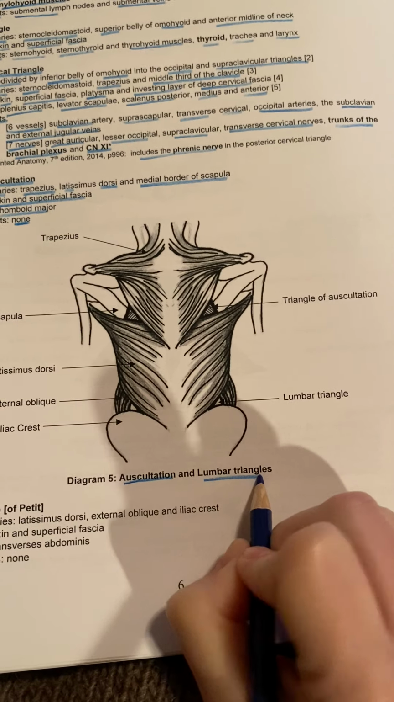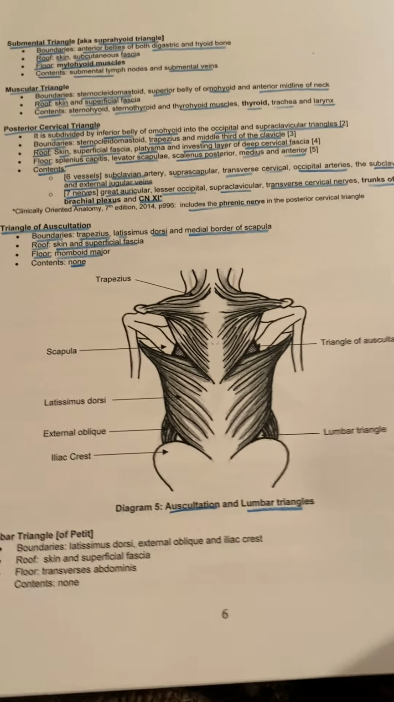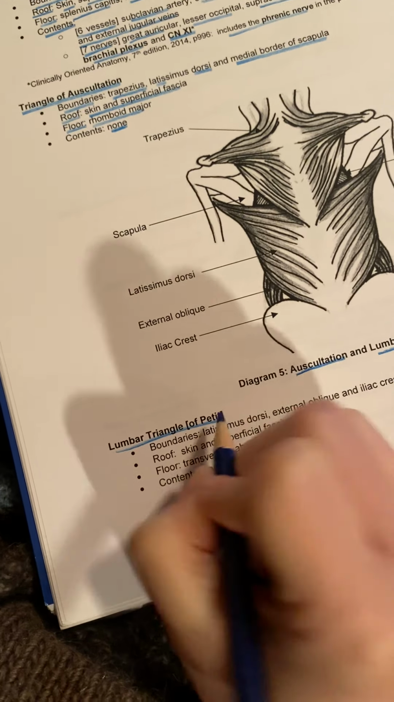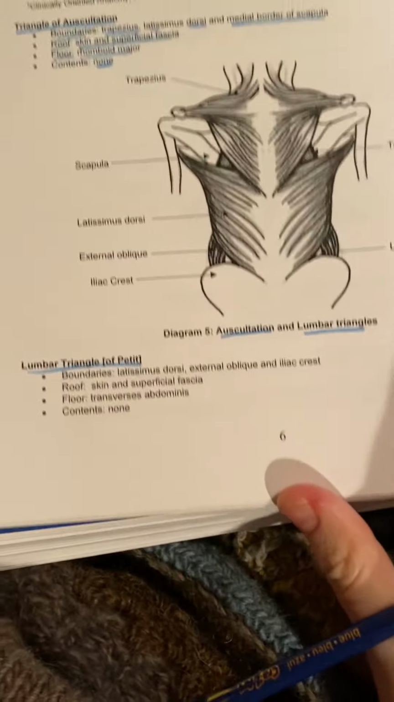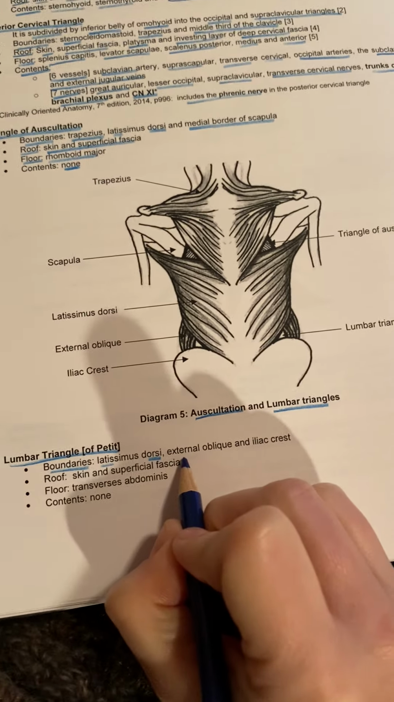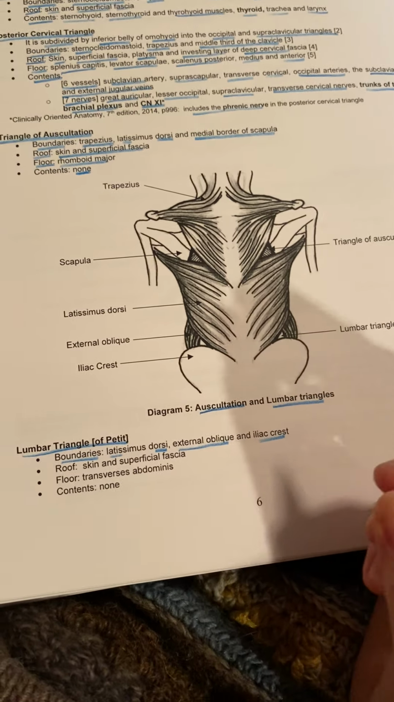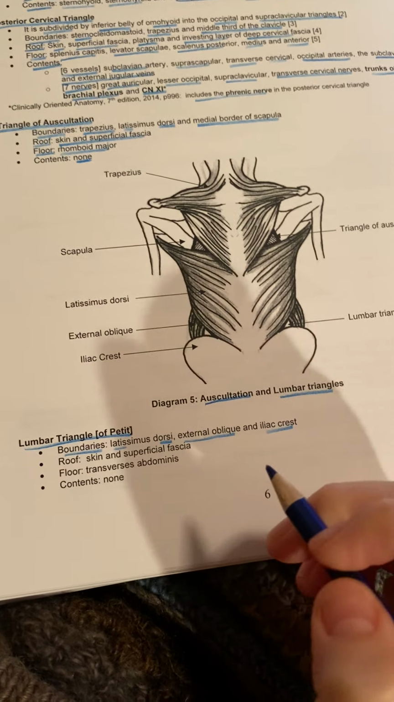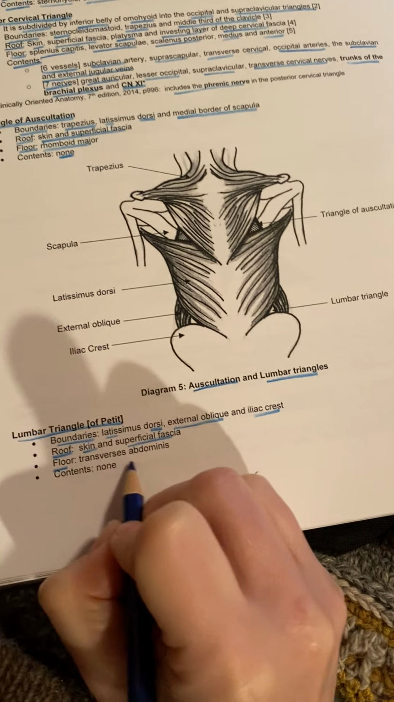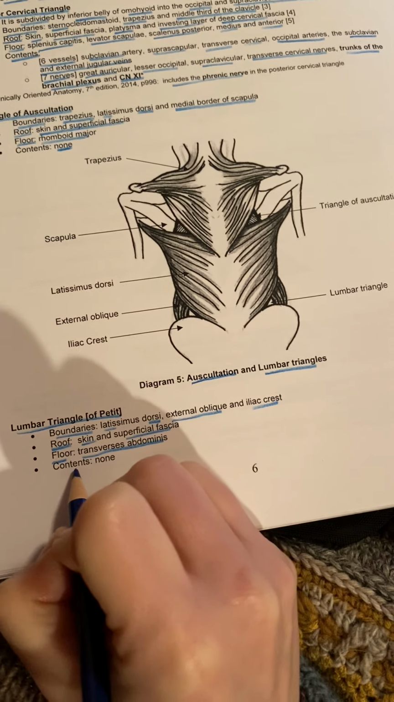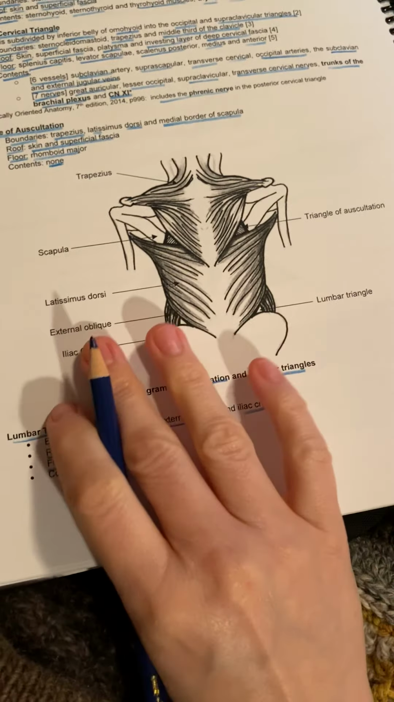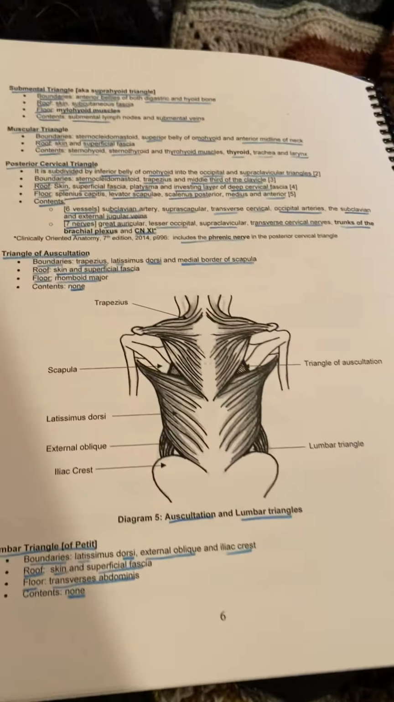Auscultation and lumbar triangles. Lumbar triangle of Petit, I don't know, Petit, there's no E, I guess. The boundaries are lat dorsi, external oblique, and iliac crest. The roof is the skin and superficial fascia. The floor is the transverse abdominis, and there are no contents. Here's the little triangle. And that will do it for video number 2.